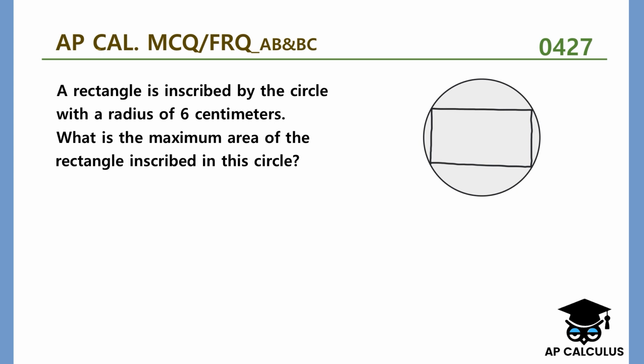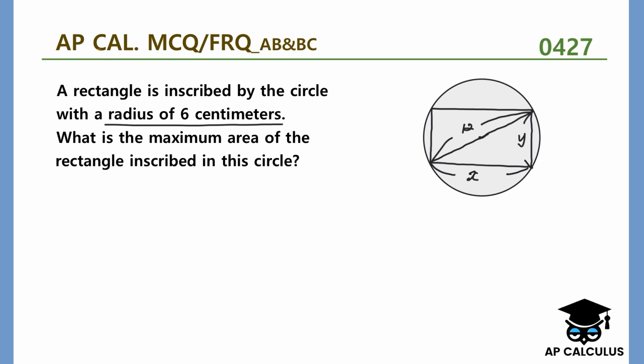So I'm going to let the length of the rectangle be x and the width be y. The radius of the circle is 6 centimeters, so from the center right here, the radius is 6. But if we draw the diameter from here all the way to here, that's going to be 12. So our diameter here is 12.